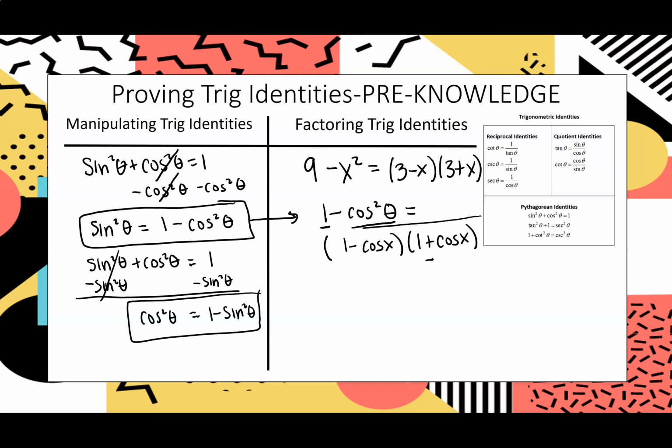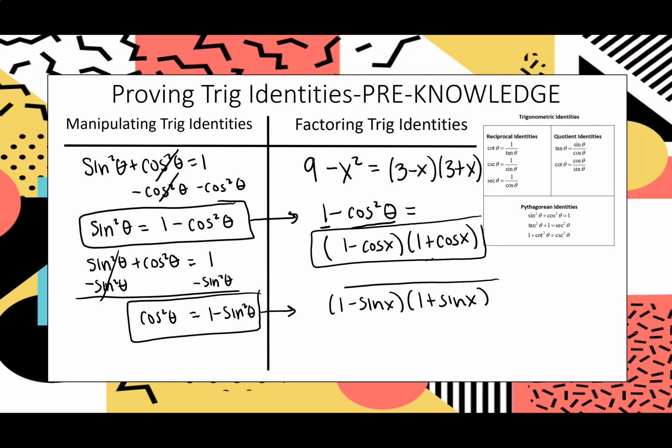Same thing is also true if we were to simplify this one. 1 minus sine squared is going to be 1 minus sine x and 1 plus sine x. And you could FOIL that out just to show that it's true, but it is the difference of squares, and that does work. So those are also the same exact expressions.